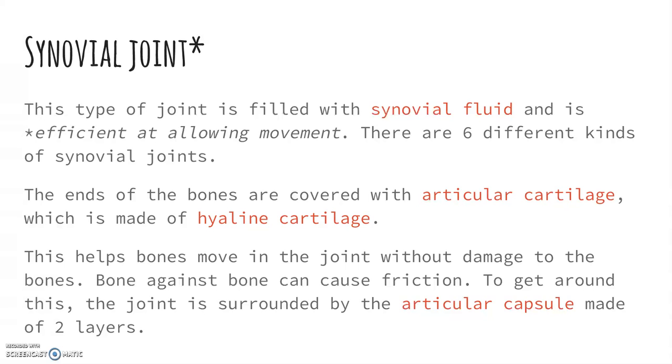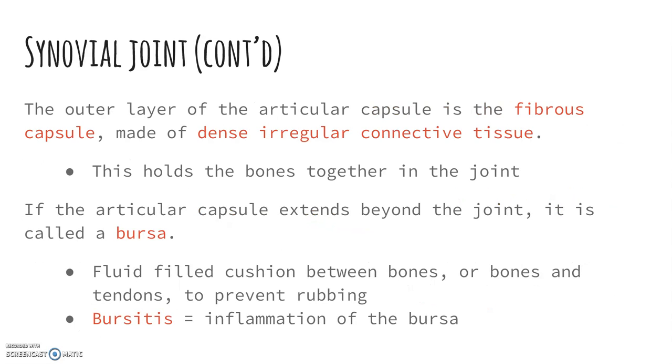To get around that problem, the joint is surrounded by an articular capsule, and this capsule is made up of 2 layers. The outermost layer is called the fibrous capsule, and it's made from dense, irregular connective tissue. It's usually an extension of the outer layer of the periosteum. This holds the bones together in the joint, and if the articular capsule extends beyond the joint, this is called a bursa. The bursa is a fluid-filled cushion between bone and bone, bone and tendon, or tendon and tendon, and it prevents these structures from rubbing against each other.